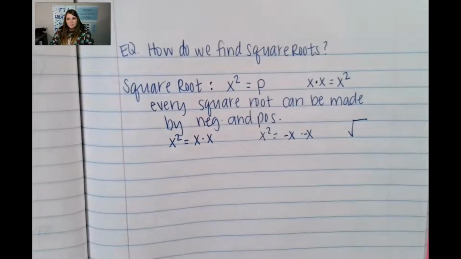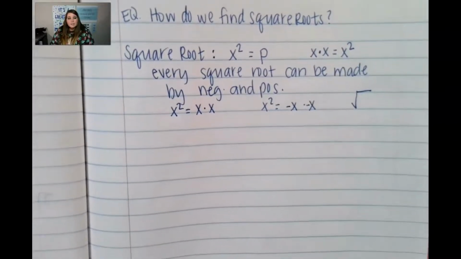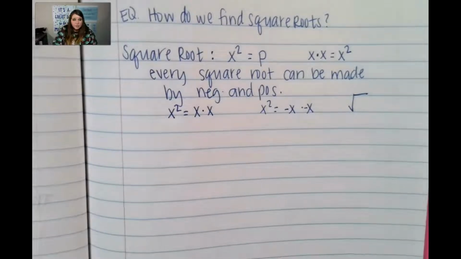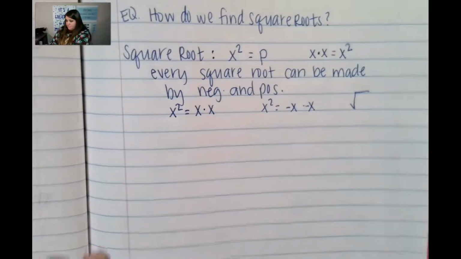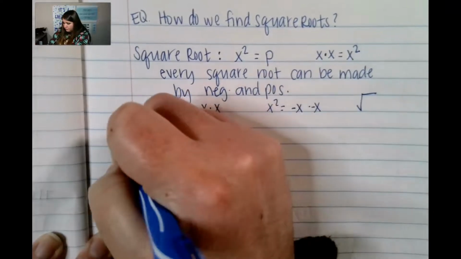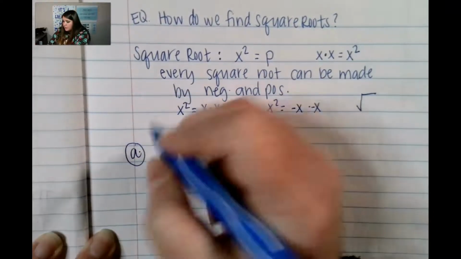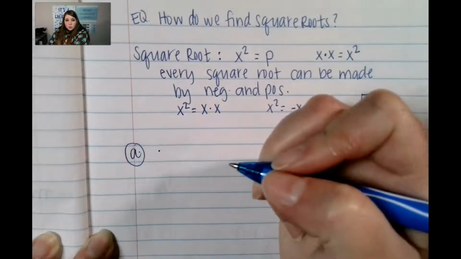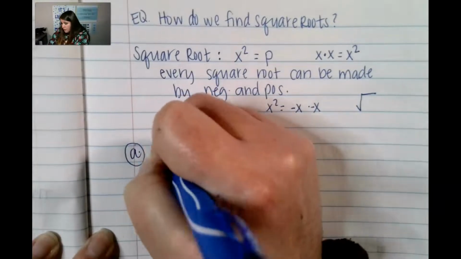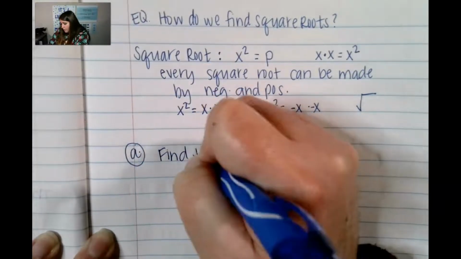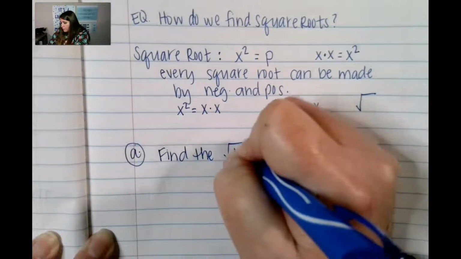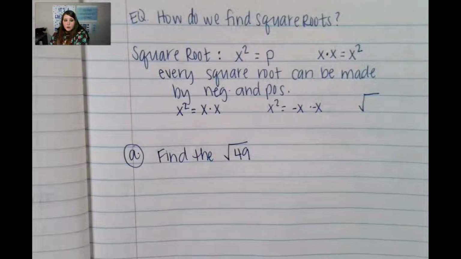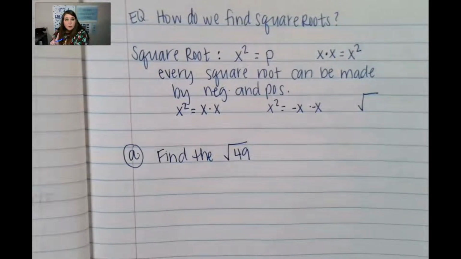Okay, so let's put some value behind this and actually see what it is that I'm talking about. Okay, so example A. Example A says that we want to find two square roots. So find the square root of 49. Okay, so we're looking for the square root of 49, and there's two of them.